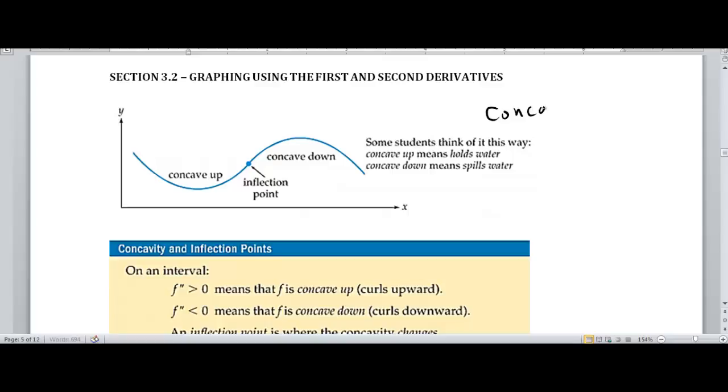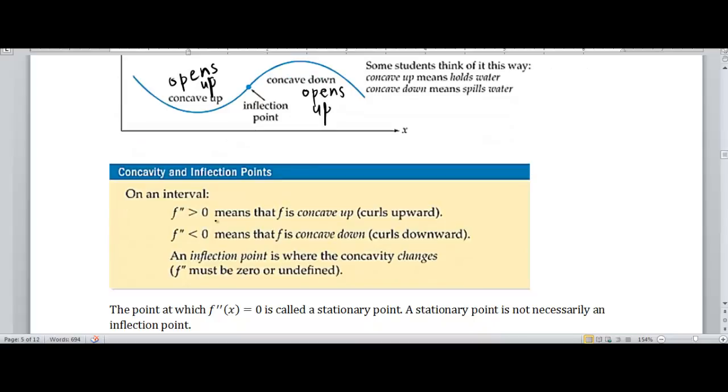Okay, so if a graph is concave up, that means it opens up. And if a graph is concave down, that means it opens down. Wherever the concavity changes, we call that an inflection point. So the second derivative tells us all about concavity.